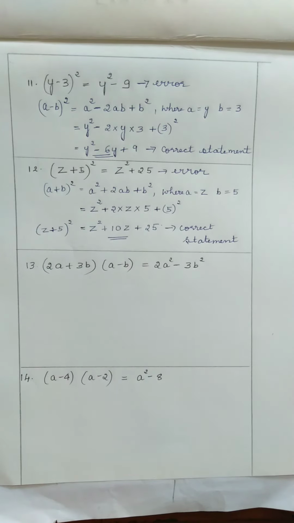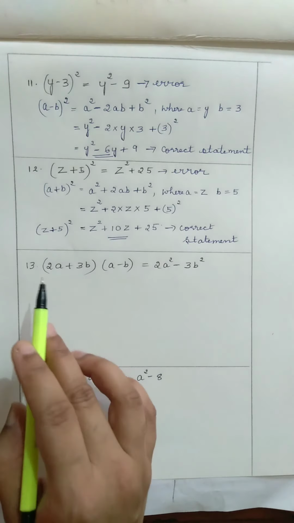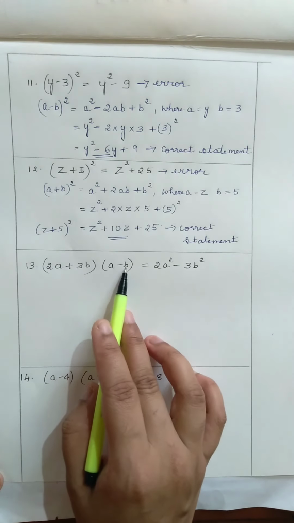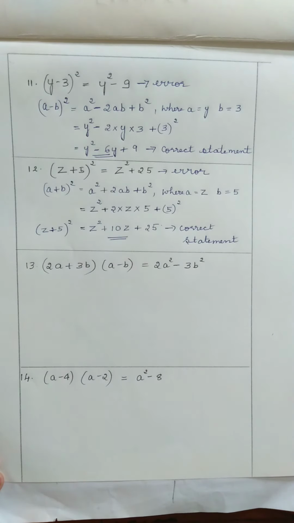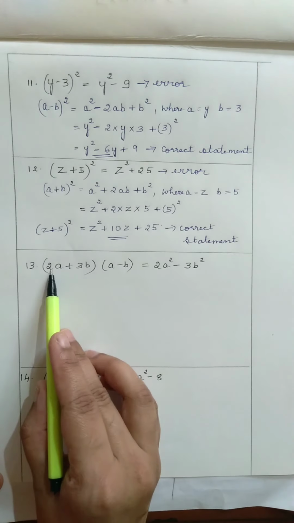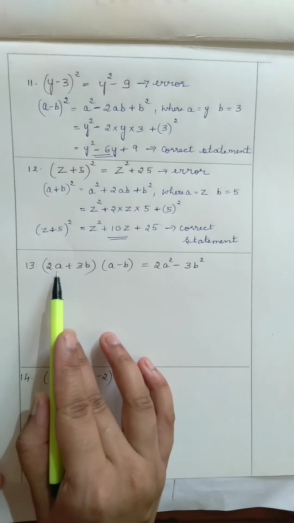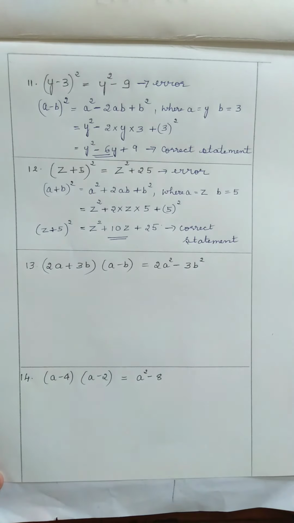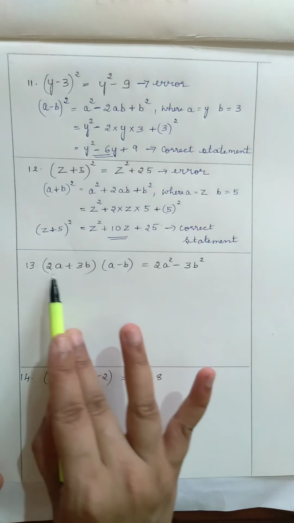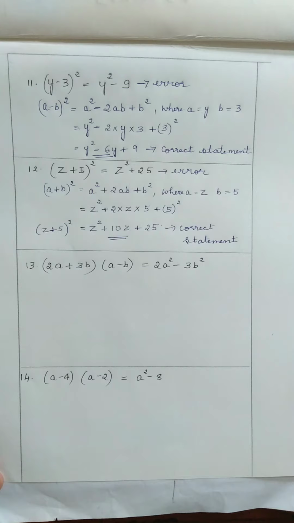Now consider the 13th problem. (2a + 3b) into (a - b) is equal to 2a square minus 3b square. Again we have to check whether the answer is correct or wrong. See here, consider the LHS of the equation. We have (2a + 3b) into (a - b). So therefore there are two expressions. In these two expressions there are four terms.